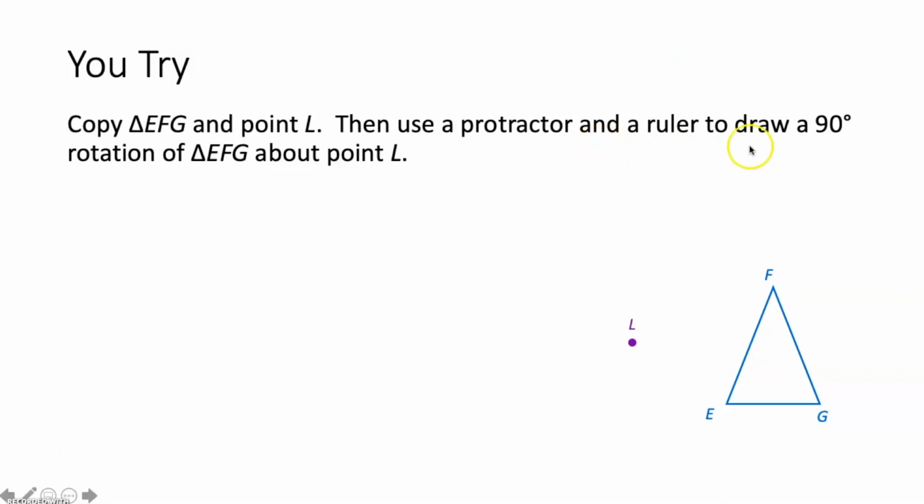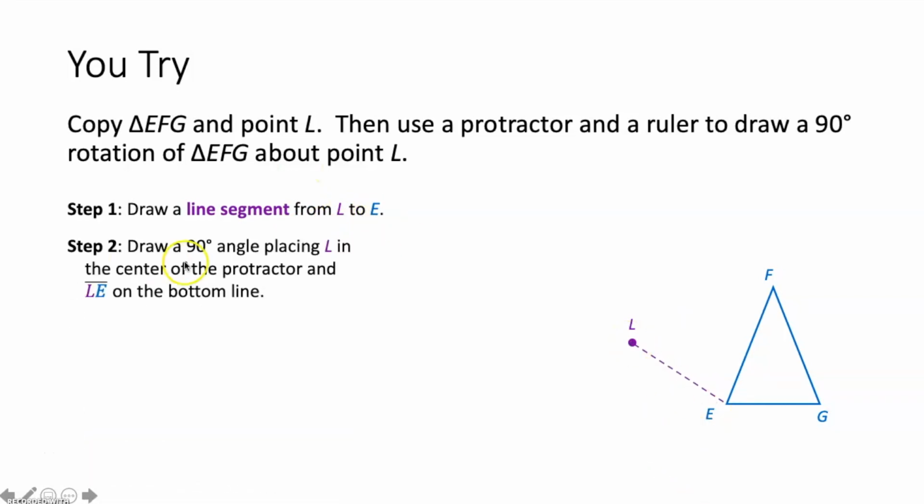Okay, we're doing the same thing here, except we are rotating triangle EFG 90 degrees about point L. Now, it doesn't specify whether we're rotating it clockwise or counterclockwise, so we're going to rotate each of these points counterclockwise because you rotate counterclockwise unless otherwise specified. Let's start by drawing a segment connecting L and E.